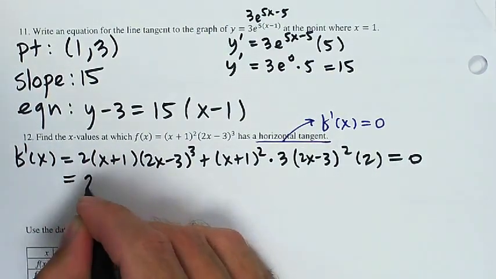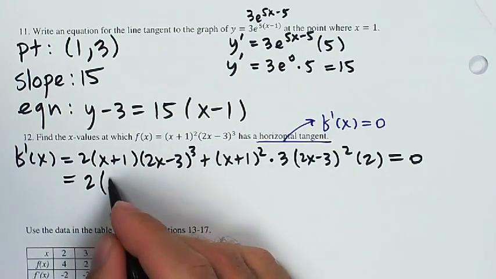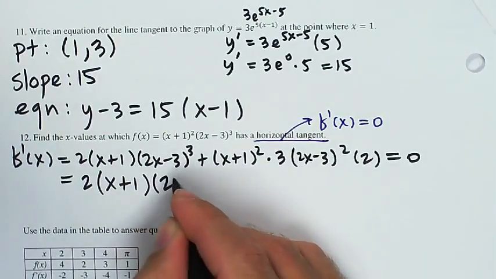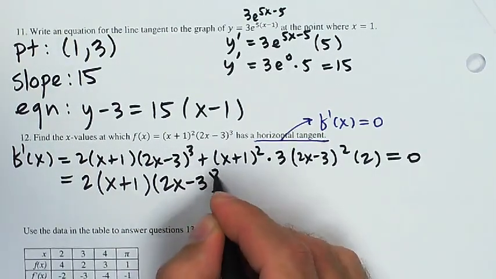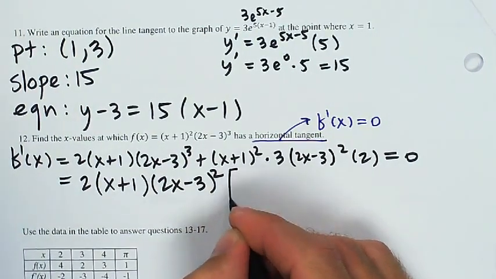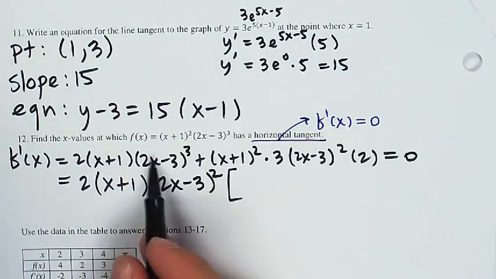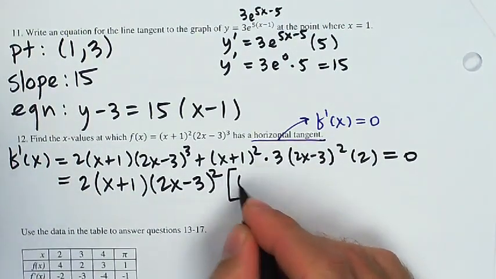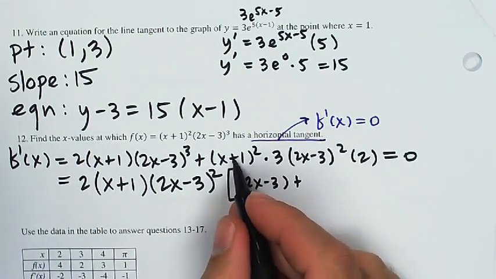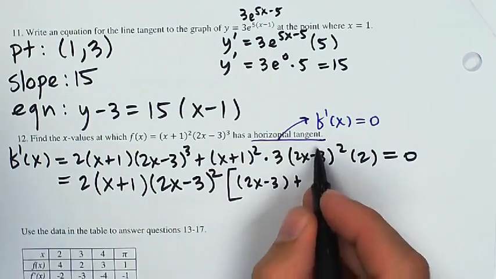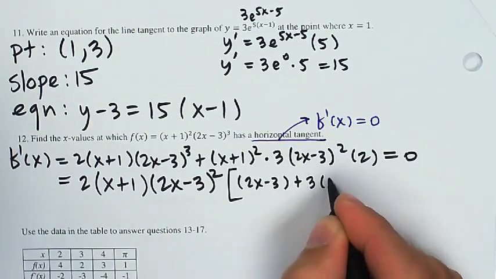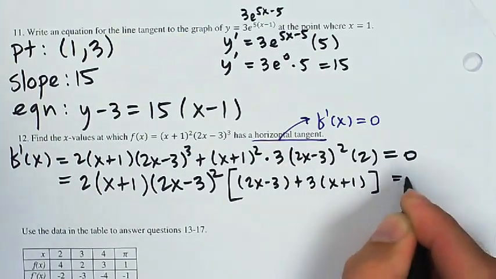Okay, I've got a 2. I've got 1 power of x plus 1, and I've got 2 powers of 2x minus 3. Yeah, I have 3 over here, but just 2 there, just 1 over here. And then I'm left with, I factored out everything except for one last copy of 2x minus 3 here. Plus, over here, I've got 1 copy of x plus 1 factored out, and I've got a 3. So I've got 3 times x plus 1.